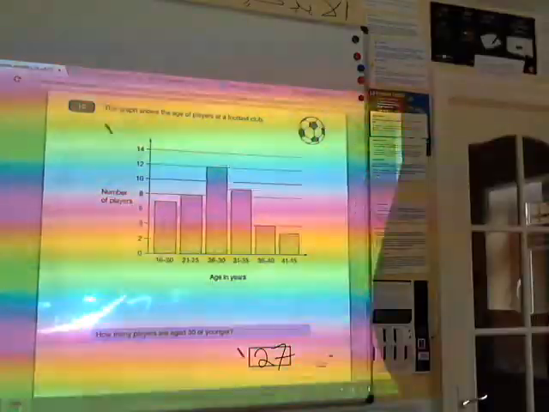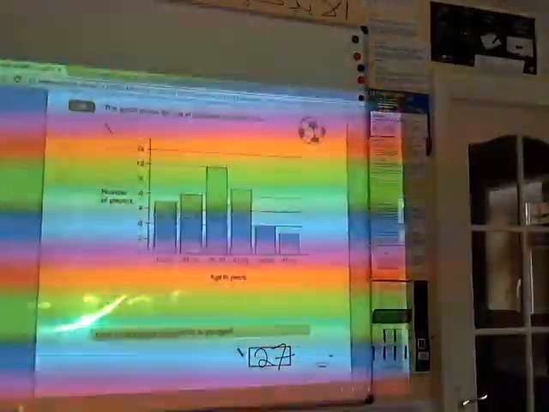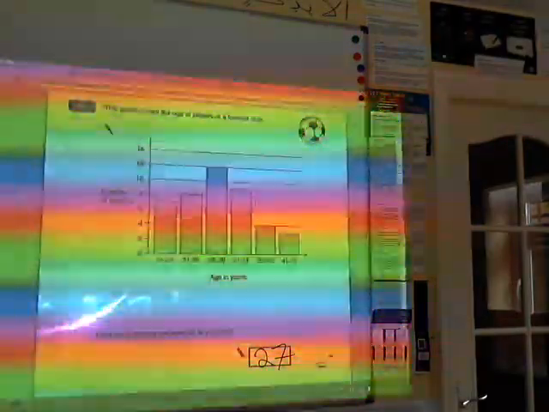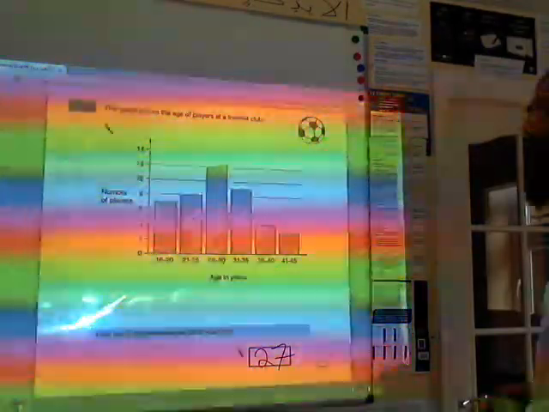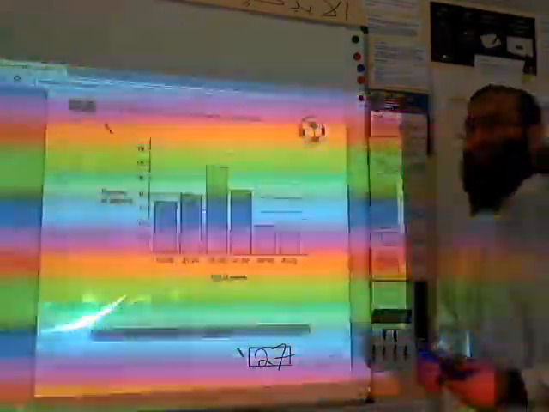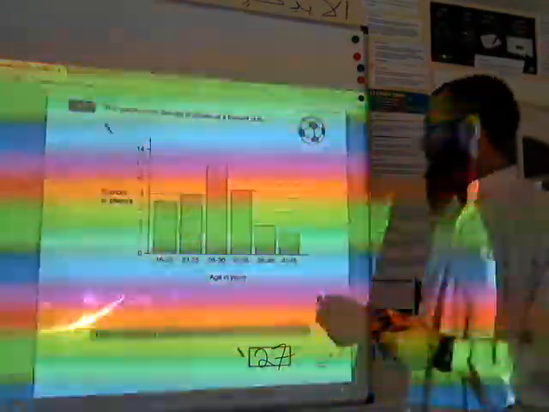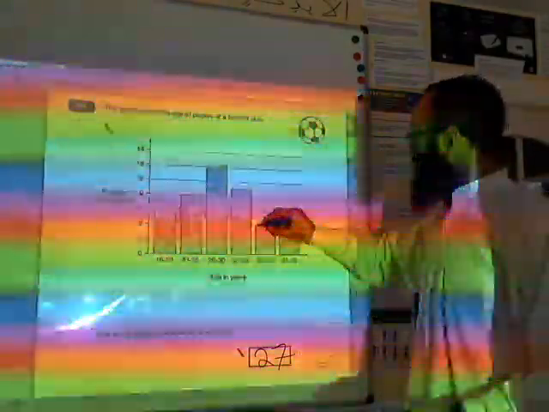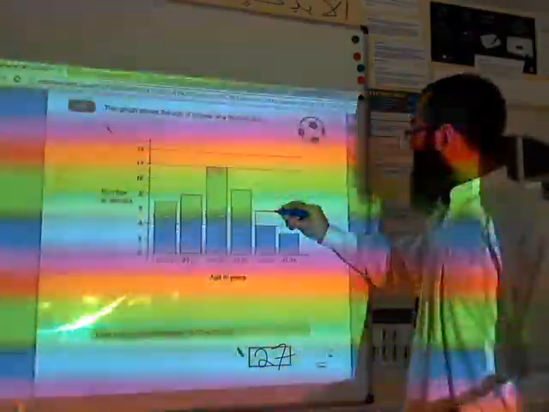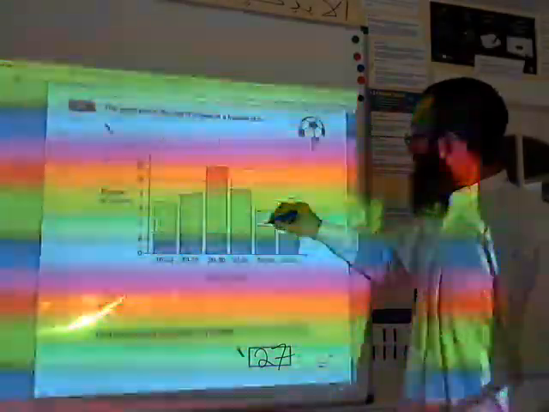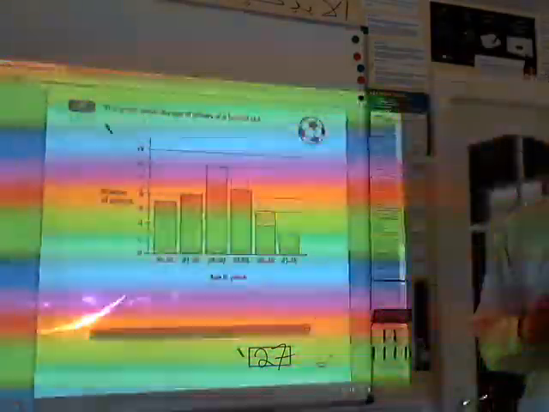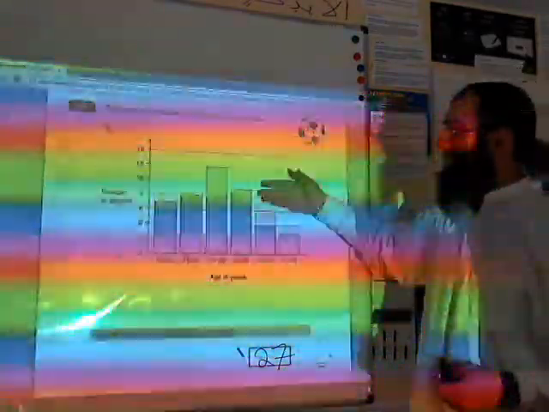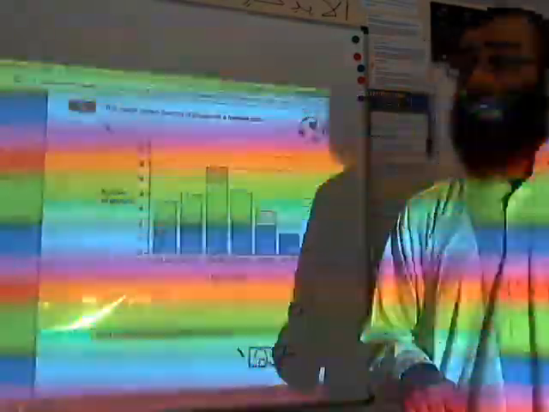Don't move yet. The next question says a player aged 36 and a player aged 39 join the club. Add this information. So it's 36 and 39. Two players join the club. Where do they both go? 36 to 40. So we need to add two players to it. So we're going to go from here to there. That's correct. Okay. So we need to increase this last but one bar up to the value of 6. Okay, we happy with that?